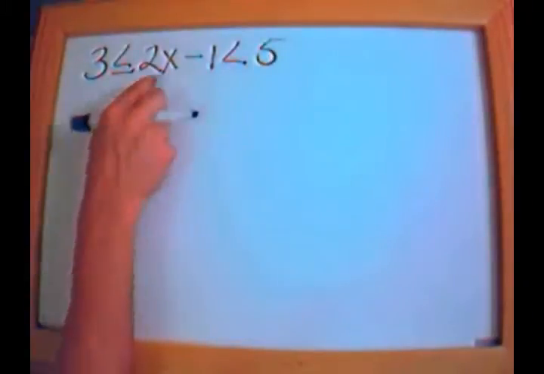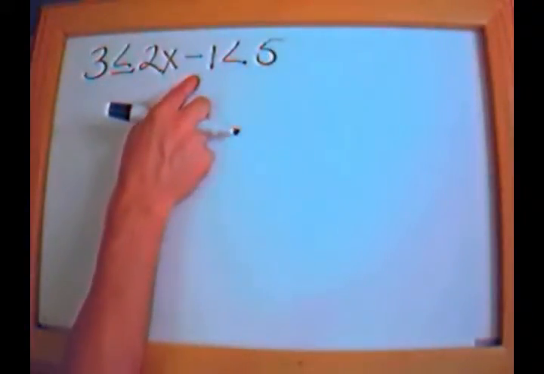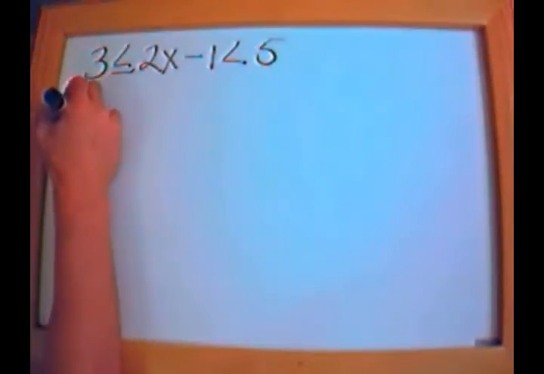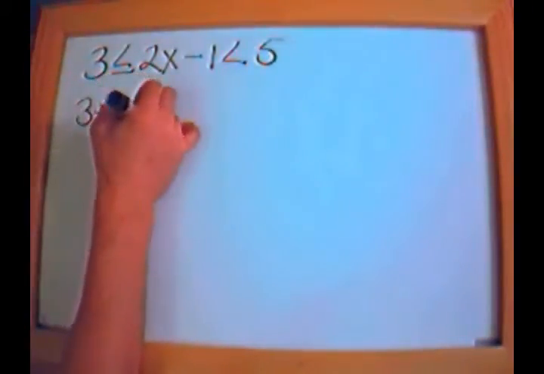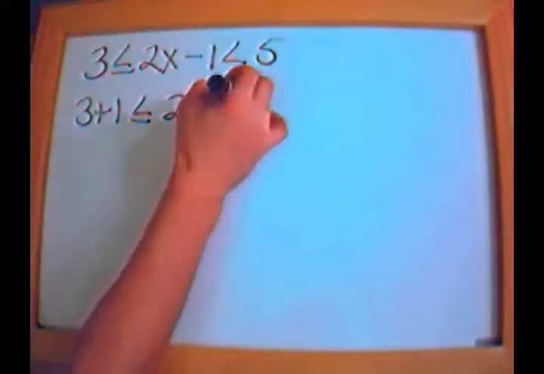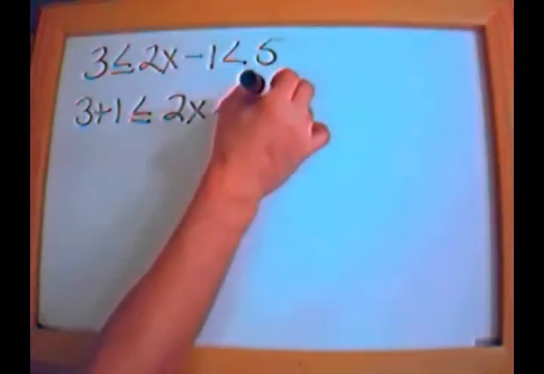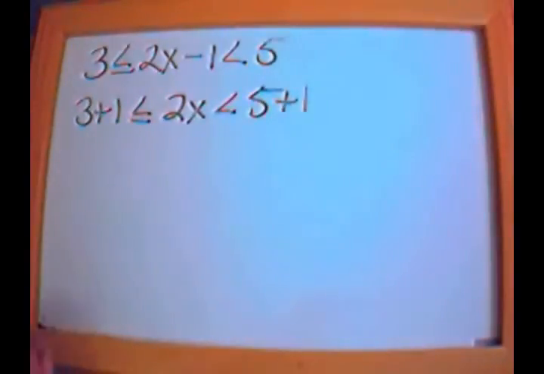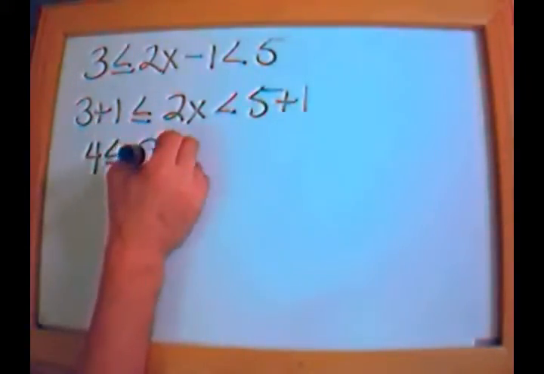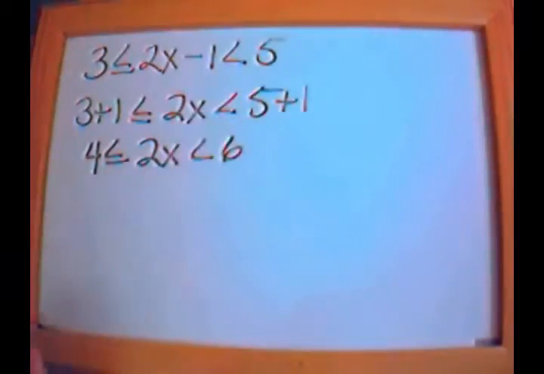First step is I got to get rid of the 1. I'm going to add 1 to everywhere because I'm doing the opposite of the subtraction. That's going to get rid of the 1 for me. So 3 plus 1 less than or equal to 2x. The 1 is going to disappear when I do this. Less than 5 plus 1. 3 plus 1 is 4, less than or equal to 2x, less than 6.